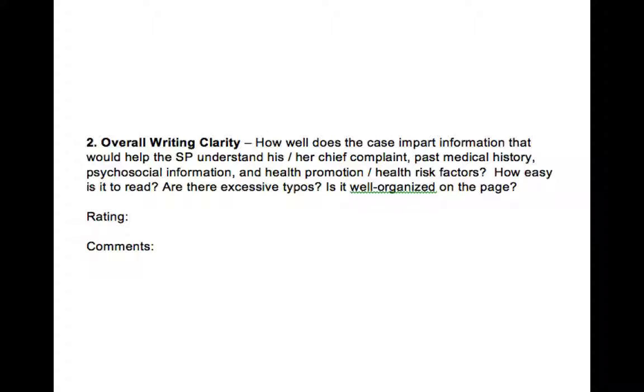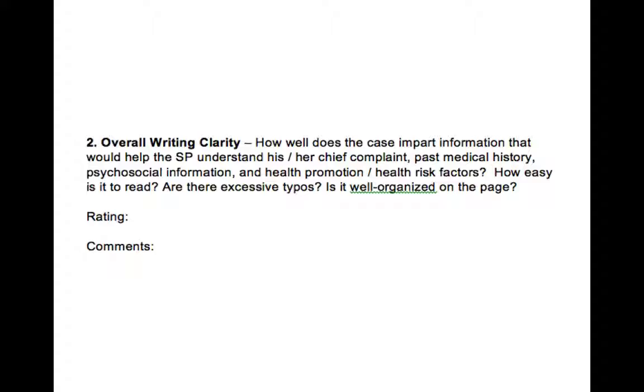Overall writing clarity. How well does the case you wrote impart information that would help the SP understand his or her chief complaint, past medical history, psychosocial information, health promotion, and health risk factors? For those of you that also wrote some simulation directions, how clear are they? Are they clearly stated? Would an SP be able to pick this up and understand how to simulate the case?